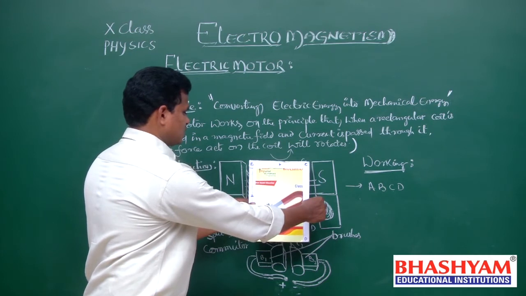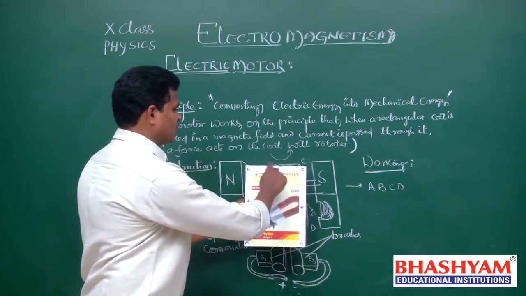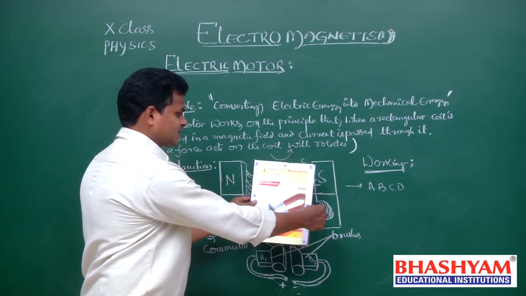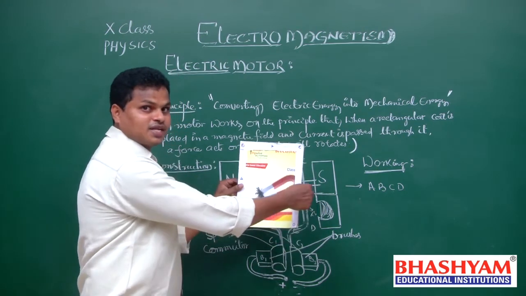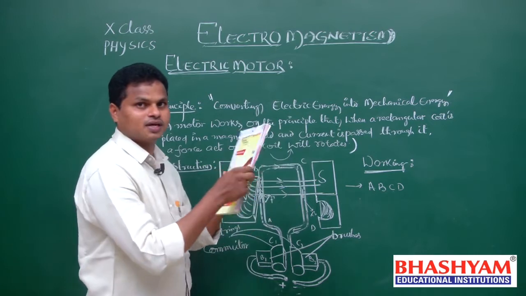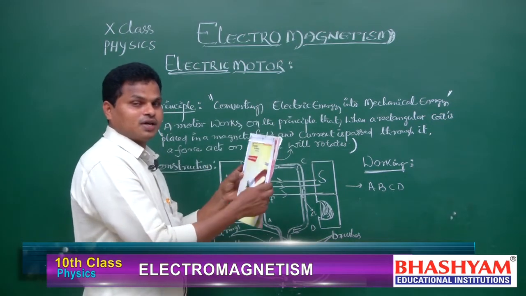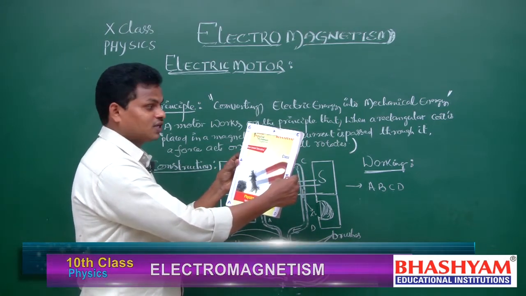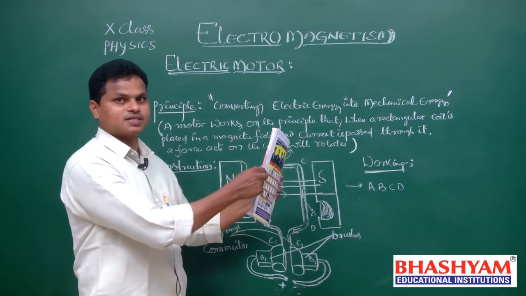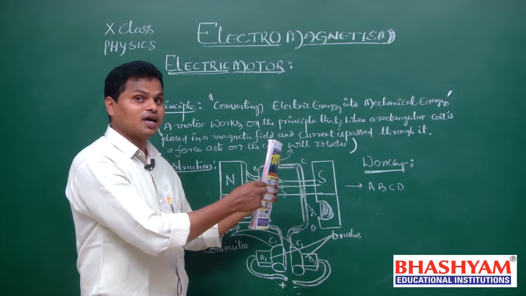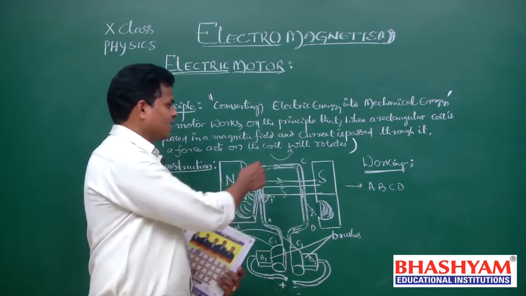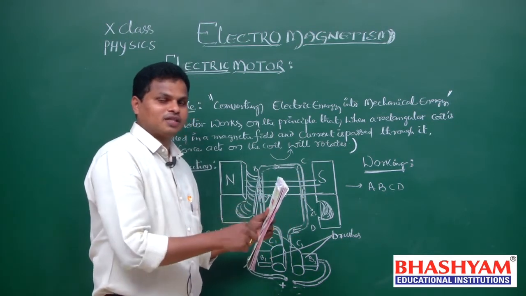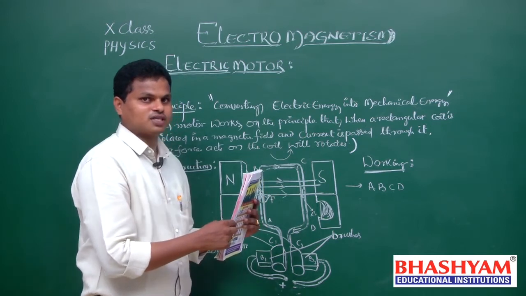Now, first, when the current passes from A to B, B to C, the rotation of the coil is such that the AB side goes downward and the CD side goes upward, like this, which means anti-clockwise. This is clockwise, this is anti-clockwise. The magnetic force on AB is downward, the force on CD is upward, like this. So the coil rotates in the anti-clockwise direction. Now what will happen in the process? What is the working?